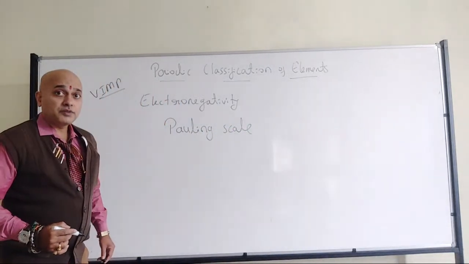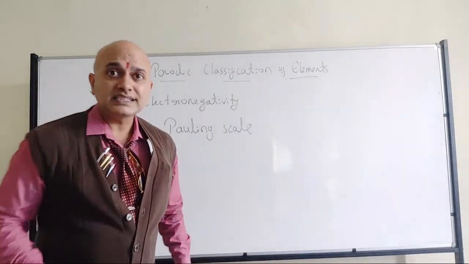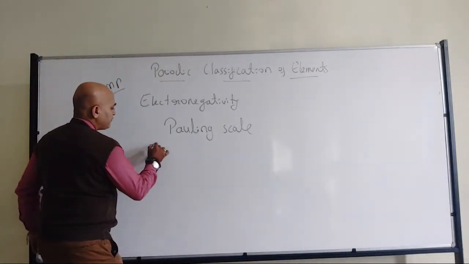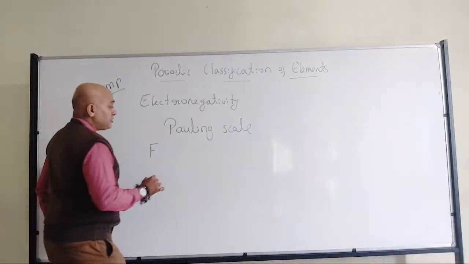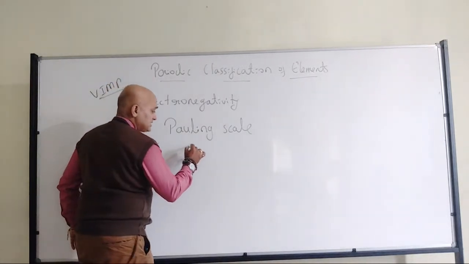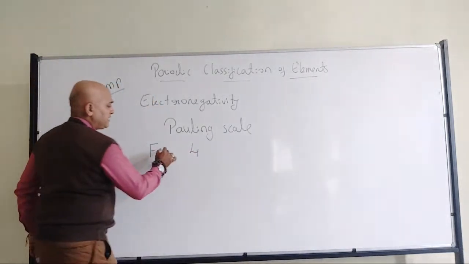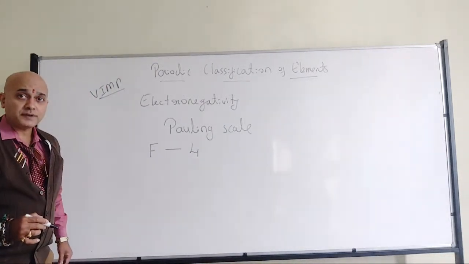Okay, now here he has given different values. Say for example, I have fluorine. The electronegativity value of fluorine according to the Pauling scale is 4.